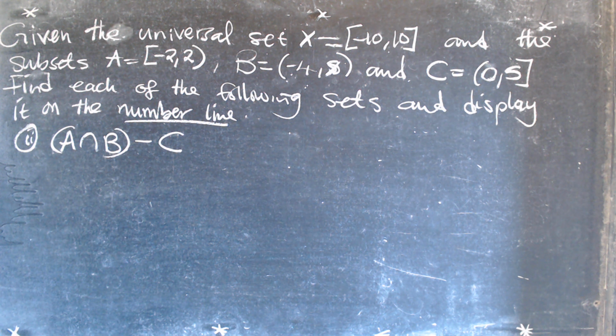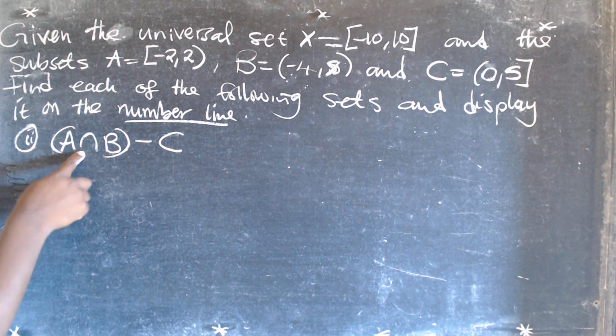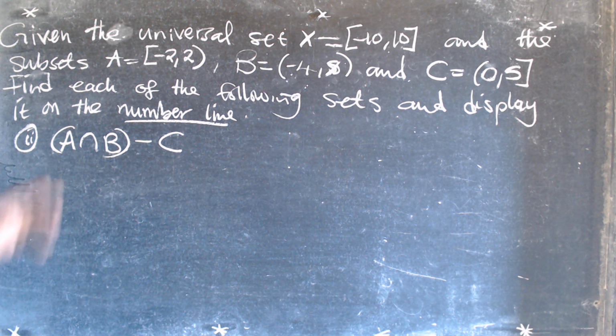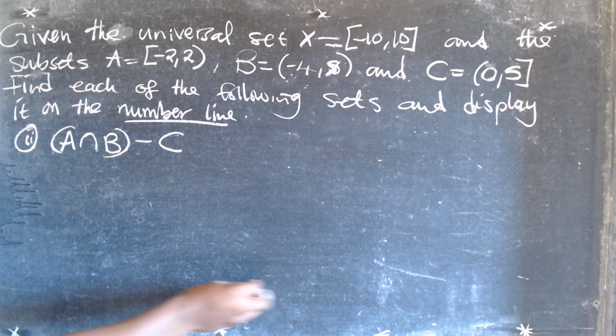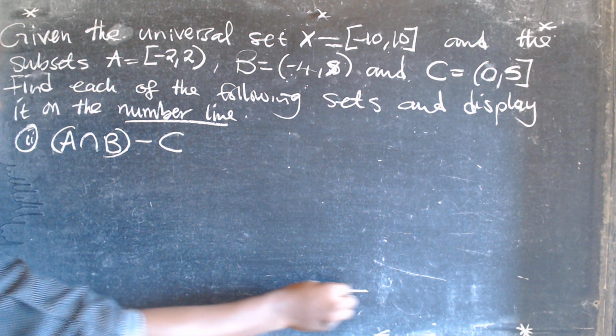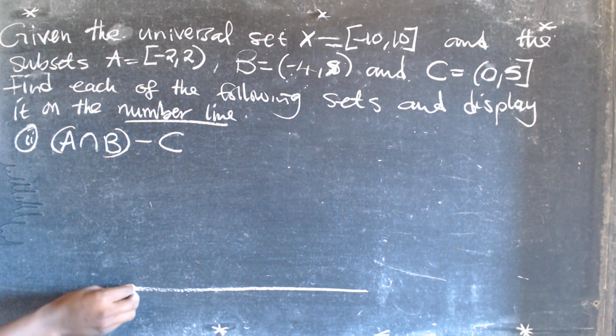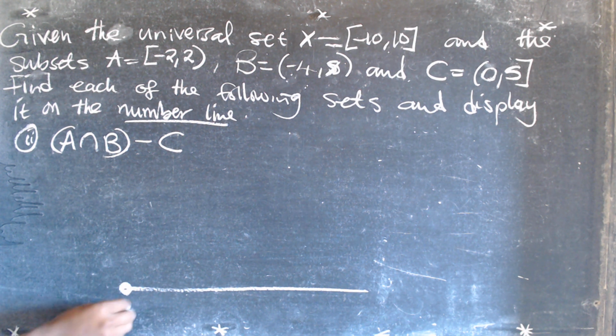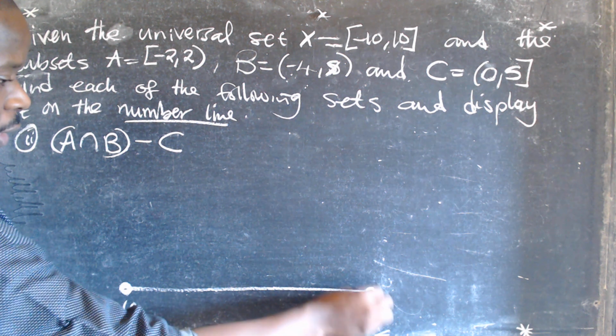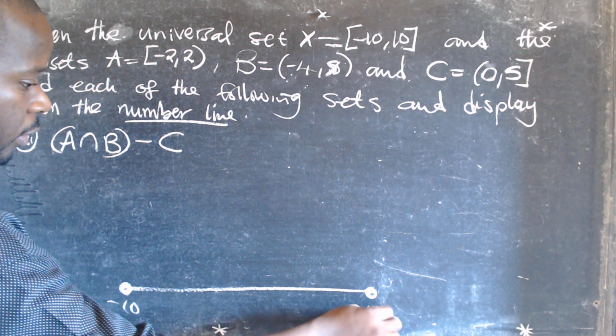Okay. In this case, we want to find A intersection B minus C using the number line. Now, in this case, we're starting with the universal set as usual. Show the universal set. In this case, the universal set is from, of course, negative 10, where negative 10 is part of the set, and positive 10.